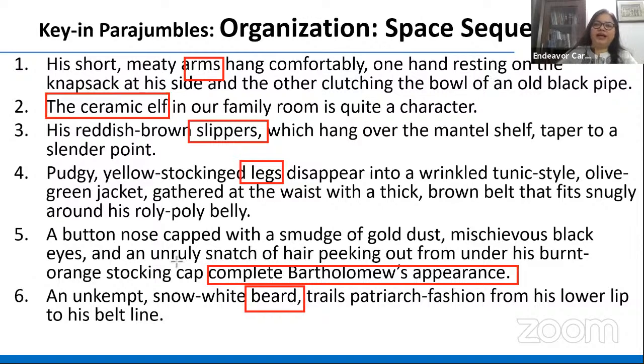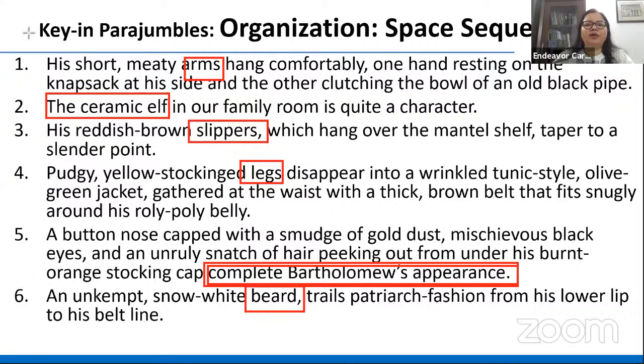So it is feet upward that the description is proceeding, thanks to this one detail which completes Bartholomew's appearance, right? So look for a clue of this kind when you're describing spaces, okay? Maybe not a typical CAT type, but you'll find this in a lot of speed exams. Space sequence parajumbles are quite common.